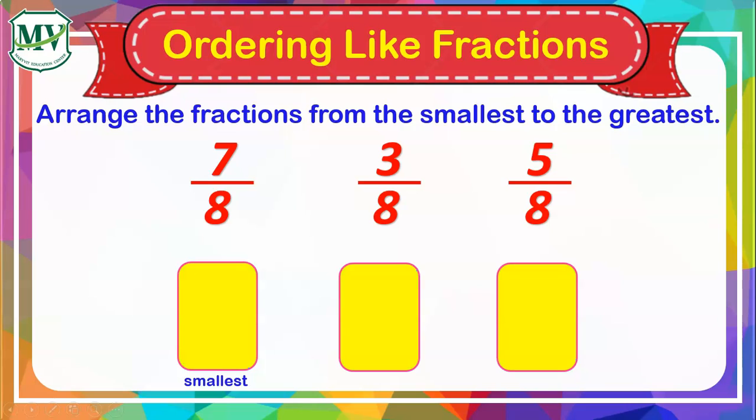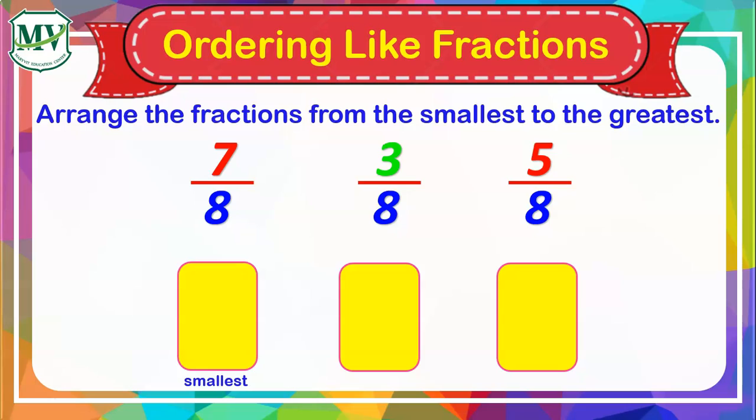Arrange the fractions from the smallest to the greatest. As you can see, the fractions have the same denominators. So, all we need to do is just compare their numerators. In this example, 3/8 has the smallest numerator. This means 3/8 is the smallest fraction.